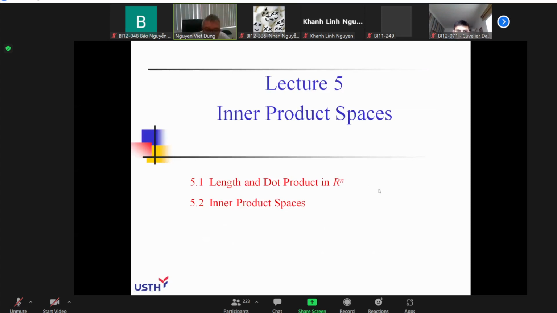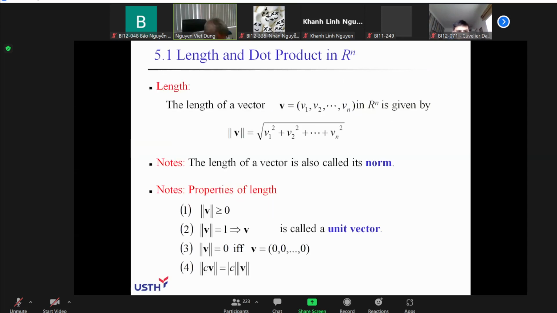And after that, we begin with the lecture on inner product space. We begin from the model which is very familiar to us, that is n space Rn. In Rn, we can define the dot product and the length. The length is defined as follows. If V has coordinates V1 up to Vn, then the length of V will be defined by the square root of V1 squared plus V2 squared plus ... plus Vn squared. The length sometimes can be called the norm.